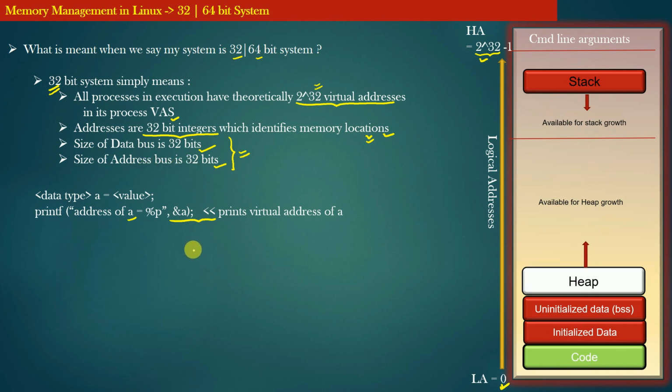Now the fact that your system is a 32-bit system also determines how many bytes your CPU actually reads or writes into physical memory or virtual memory at a time. Now let us discuss next what the data bus and address bus are and how they work on a 32-bit system.